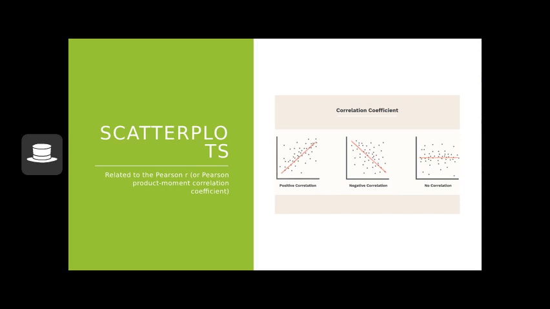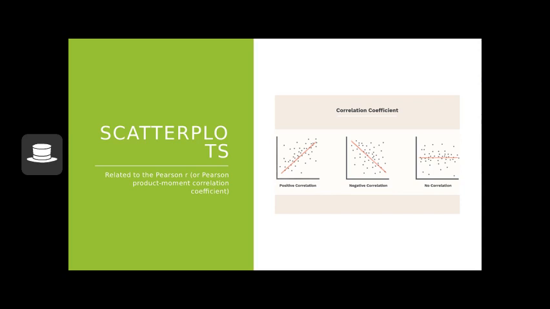Is the data in general decreasing? Is there a decrease in the slope, meaning a negative correlation? Or is there really no correlation between it? It does kind of whatever it wants, meaning there's no correlation between the data, right?